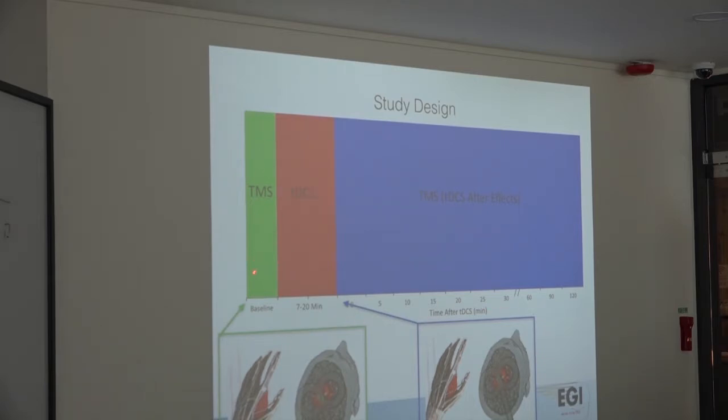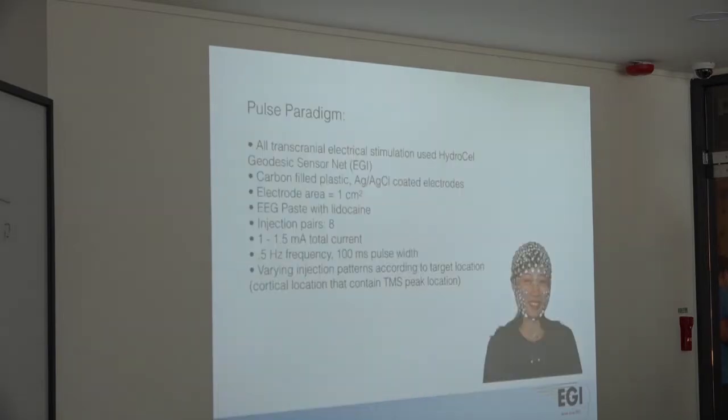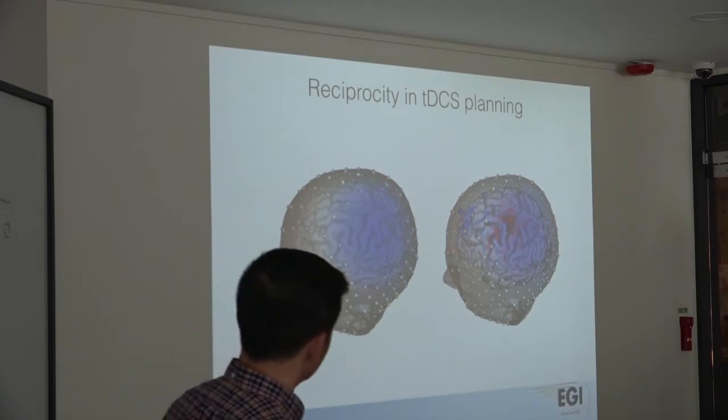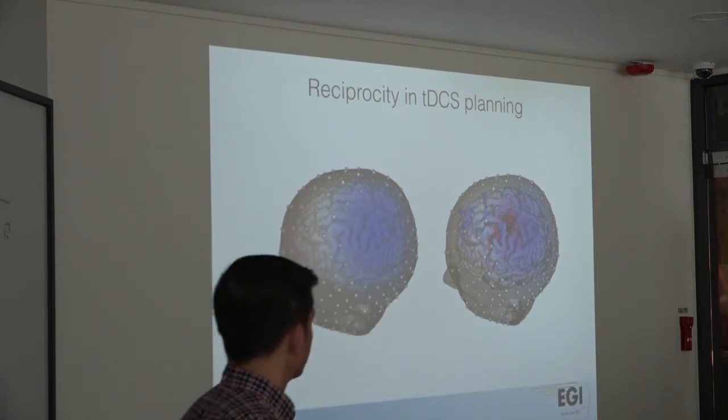Okay, TMS. Then we use not TDCS but the pulse for, what was it? I forget how long. I believe 17 minutes. Yeah, 17 minutes. So here we apply for 17 minutes, and then we measure again the responses after. So we apply TMS. Okay. So this is how we use reciprocity.